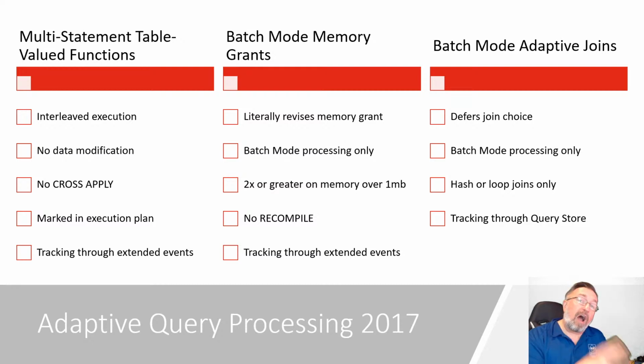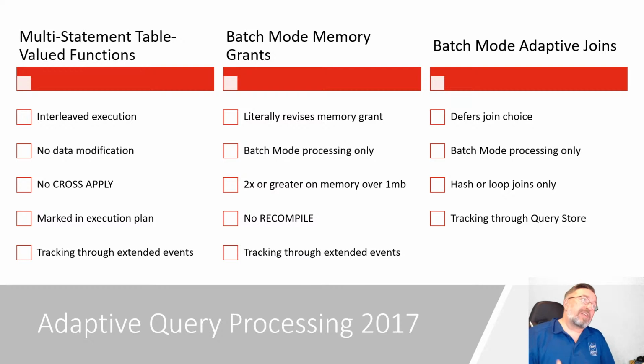It's going to revise the memory grant on the fly as it executes queries, and you're going to see a lot of stuff. Now, you can't have recompile hints on it, but you can see the differences in the execution plans because the execution plans actually have the memory grant info, so we can take a look at that when we do the demos. And you can track it through extended events.